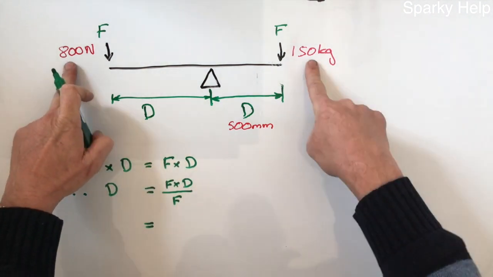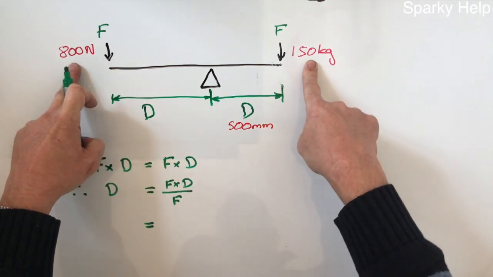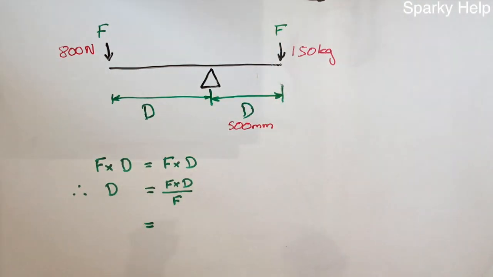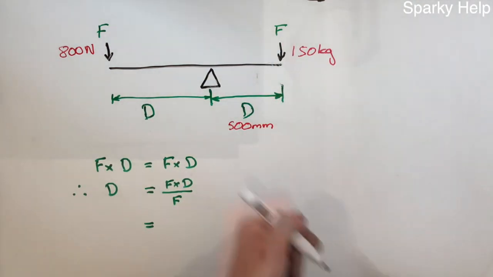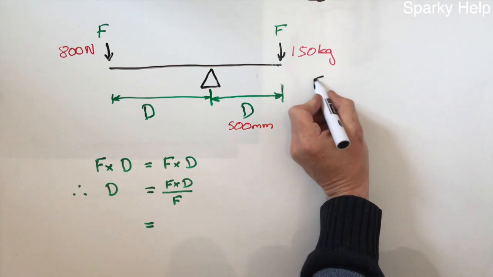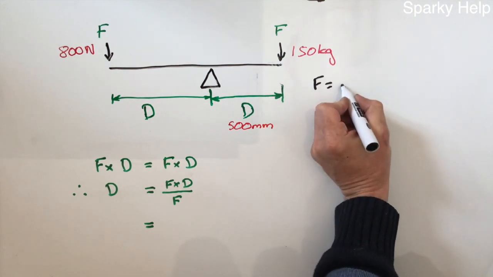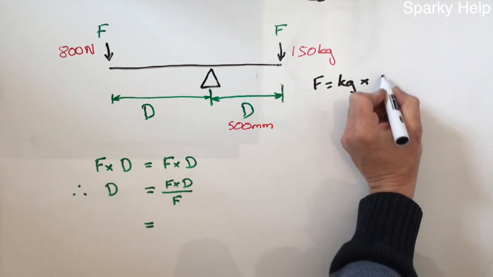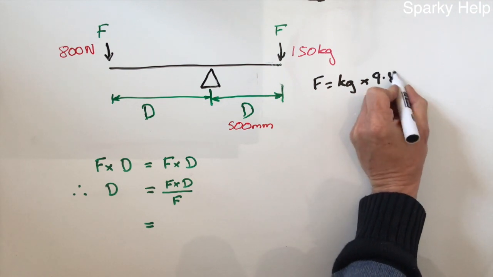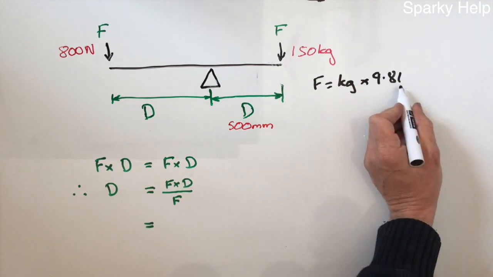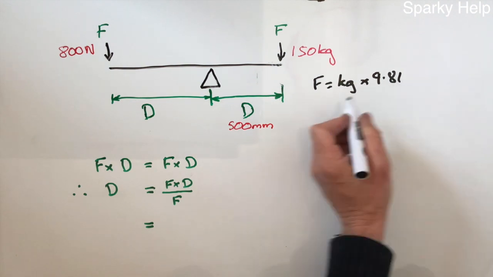Now we've got two different units. Let's get them both to be forces. So remember this 150 kilograms, to find the force, is equal to the kilograms multiplied by the force of gravity, 9.81. Don't ever forget that. Sometimes it's given in questions, sometimes it's not. So we need to try and remember.